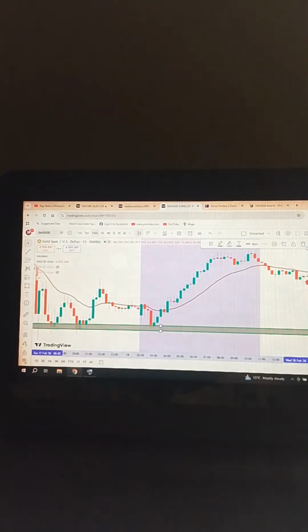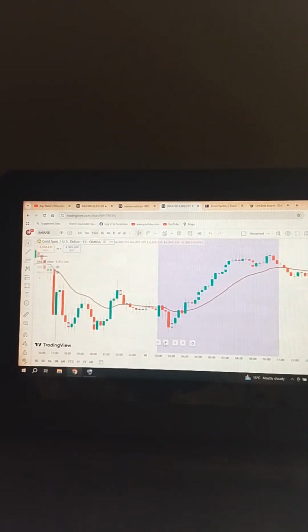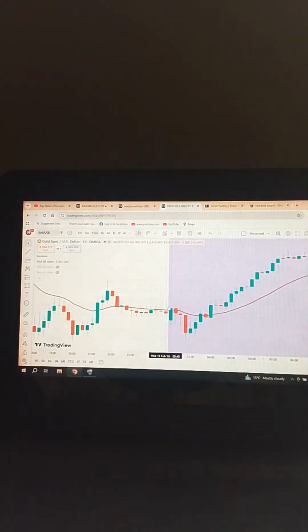This one was my first entry yesterday. Then it failed. What I normally trade during the gold market, I trade very easily, guys. I just set on my screen here the 13 MA. Then the gold market opens at what time? Gold market opens at around 2 AM in my country.